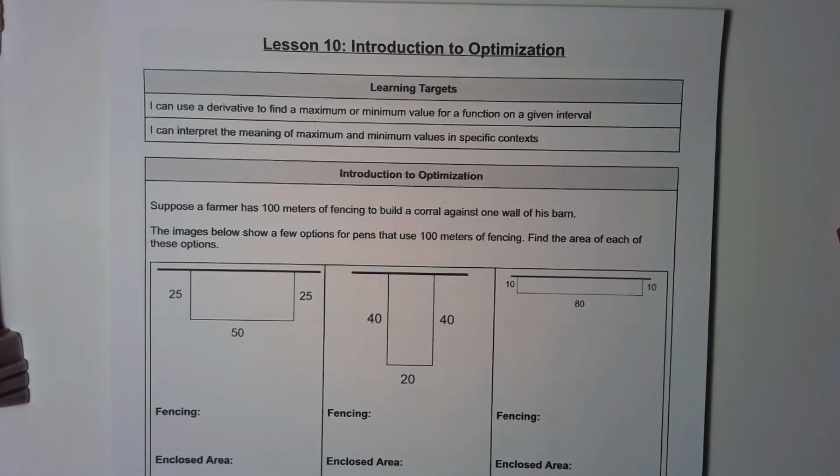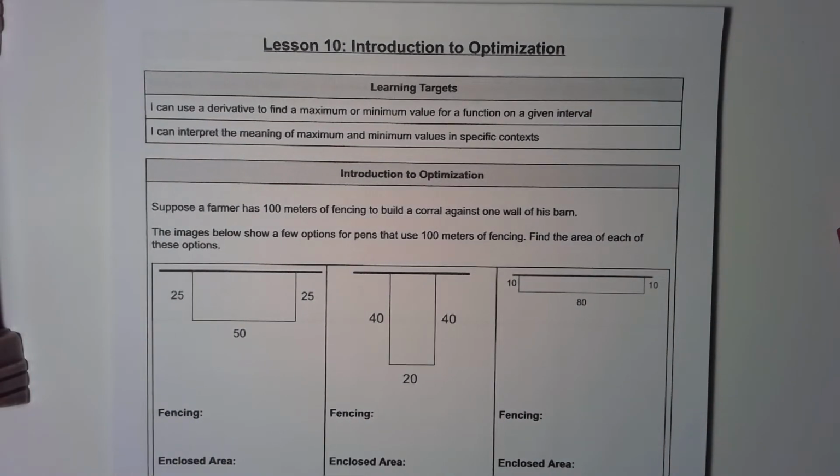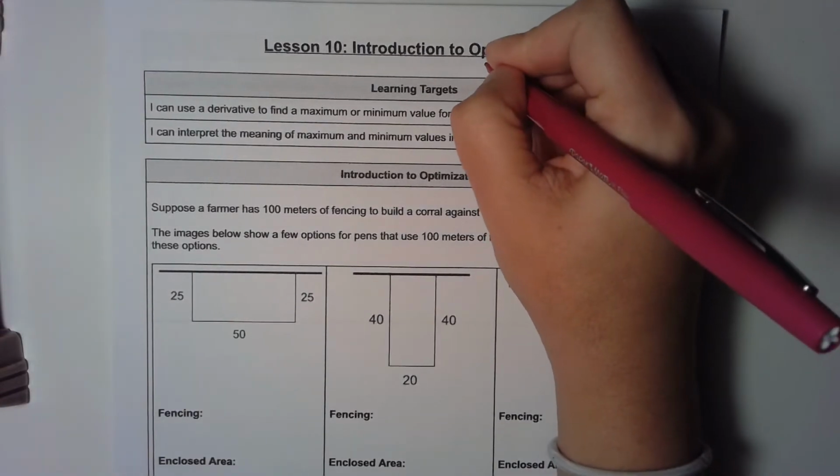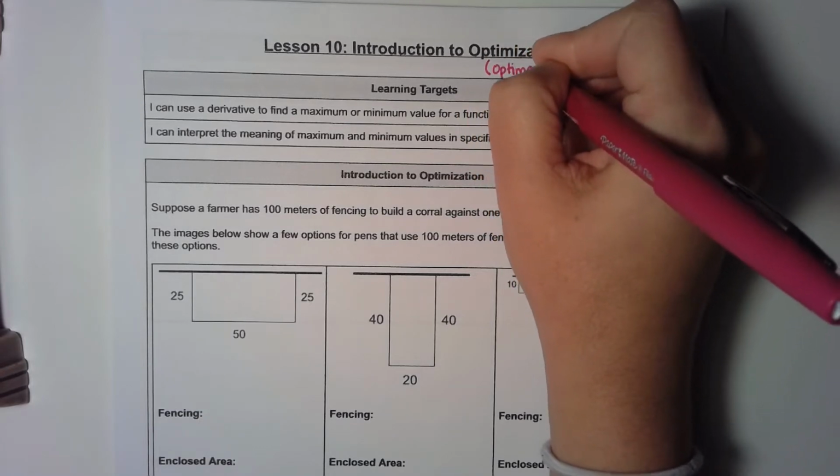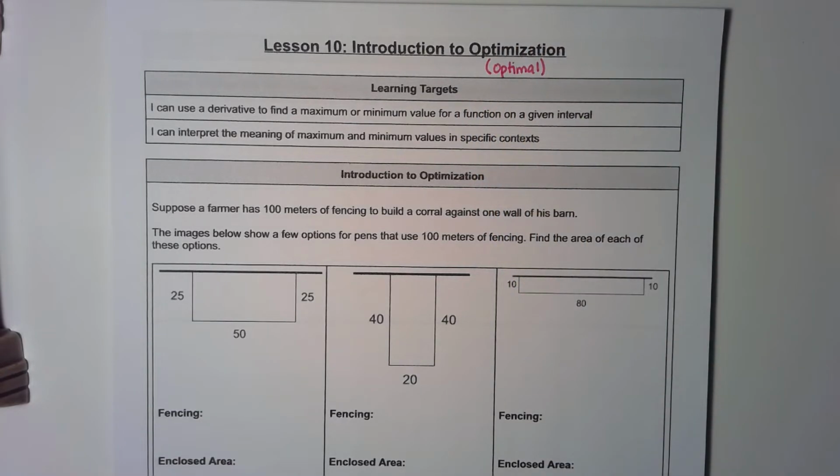Hi, everybody, and welcome back for Unit 5, Lesson 10, which is our introduction to something called optimization. Now, when you hear the word optimization, you should think of the word optimal or best. So, optimization comes from the word optimal. And that word means that we're trying to find the best way to do something.